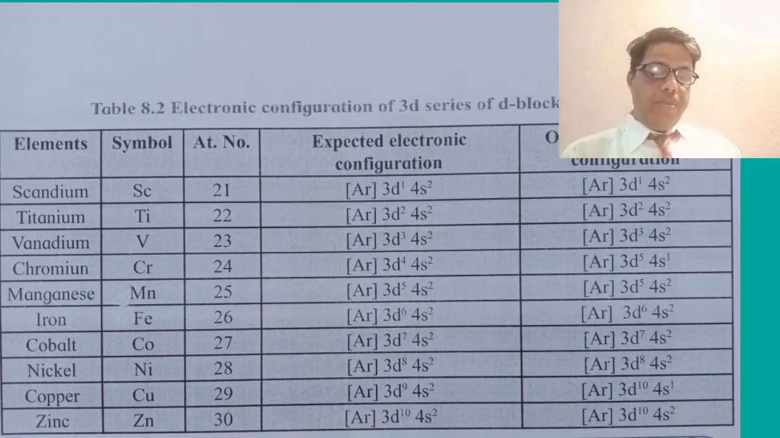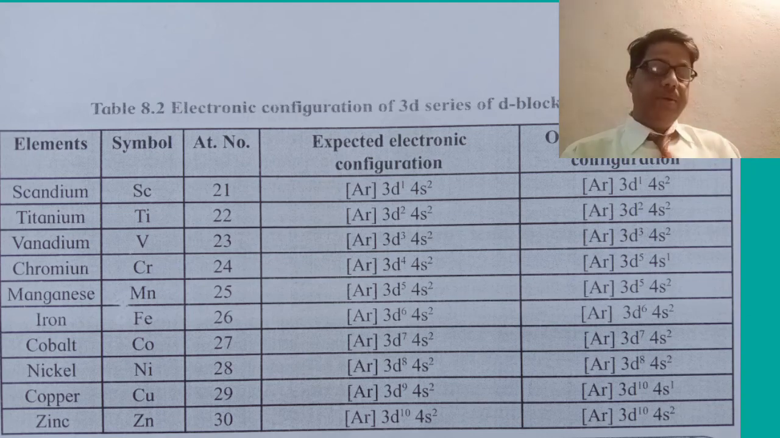Now copper, that is 29. In the elementary state, it is 3D10 4s1. The observed electronic configuration is 3D10 4s1, containing completely filled 3d orbitals, that is 10, but in the +2 oxidation state it has a partially filled 3D orbital, 3D9 4s2. Hence copper is a transition element. So details in the next lecture.